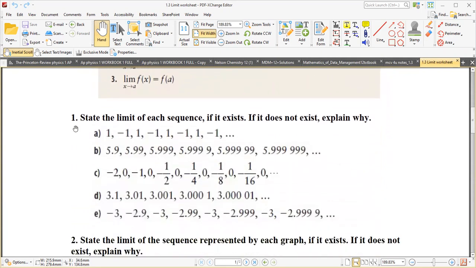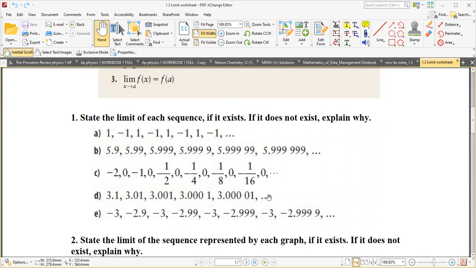And I'm gonna just do one of these questions. State the limit of each sequence. See, this is 1, -1, 1, -1. At the infinity, if you continue forever, we don't know at the end what we get, 1 or -1. That's why the limit does not exist. For part B, 5.9, 5.99, this is going toward 6, right? So the limit of this function at infinity is equal to 6.